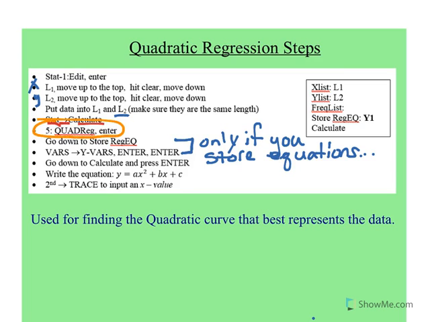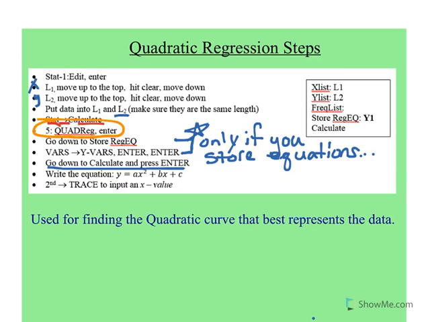Now, if you are one that has a newer calculator and you want to store the regression equation so you don't have to type it later, then you go down to Store Regression Equation, vars, slide over to yvars, enter, enter. But notice my little note over here, this is only if you are storing it. If you're not storing it, then once you hit number 5, quadratic regression, enter, then you go down on your calculator and you press enter, enter, enter. Once you get that done, it'll give you an equation that says y equals ax squared plus bx plus c. It will tell you what the a, the b, and the c are, so you can get the equation.